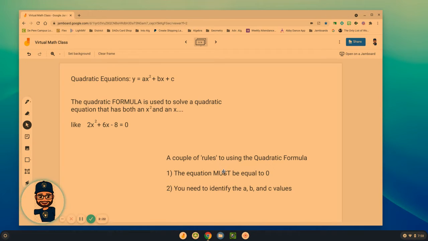Now, there's a couple of rules that we need to know before we introduce you to the quadratic formula. It only works if our equation equals 0. So we must make sure that our equation equals 0. Second, you need to be able to identify the a, the b, and the c values. So we talk about writing them in a very specific order. A goes in front of the x squared, B goes in front of the x, and C stands for constant. It's by itself. So know those specific orders because sometimes we might have to shuffle things around a little bit.